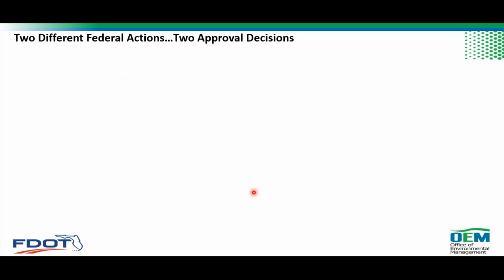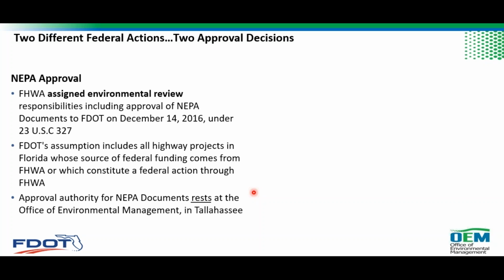So, and we'll talk about IAR approvals and the NEPA approval. I want to recap why we are doing that. Those are two different federal actions and two approval decisions which are kind of related. They're different, but they are related. So under NEPA approval, December 14, 2016, FHWA assigned their responsibilities for environmental review to FDOT under Title 23 United States Code Section 327, which is a transportation delivery program.